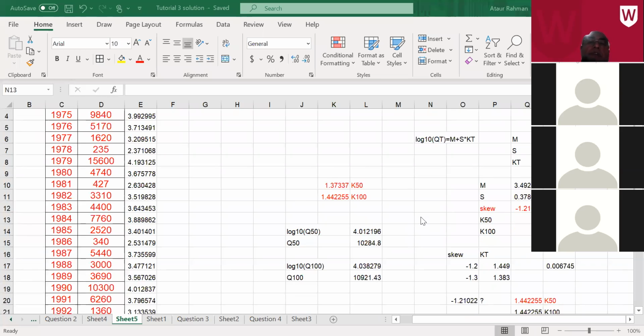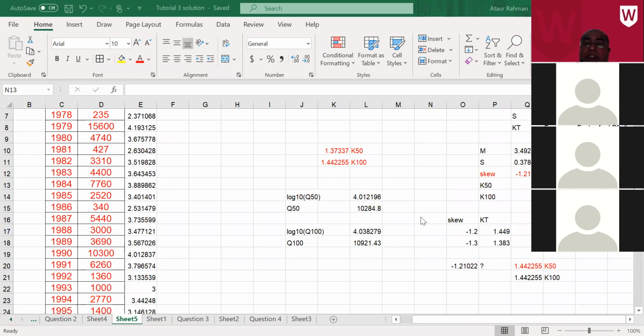Okay, so that is the way that we do the LP3 distribution. So I think any question on this LP3 distribution? LP3 distribution is very important and generally comes in the exam.